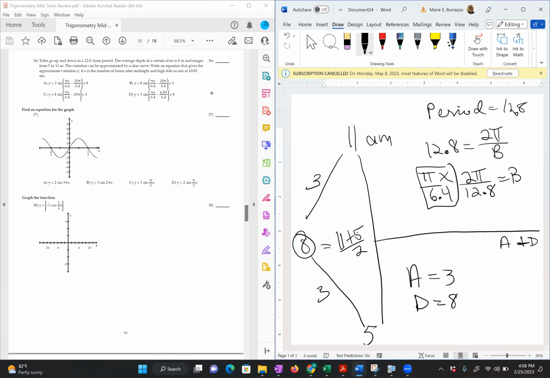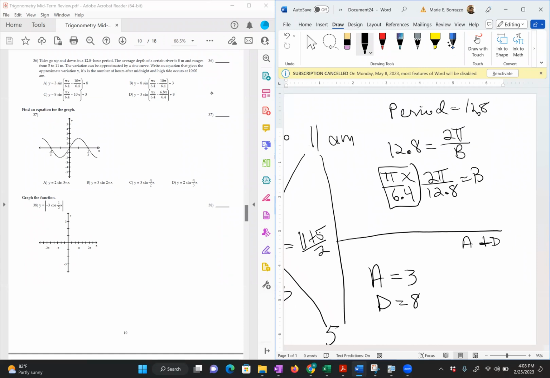The next question is that it is a sine curve. So they all have a sine curve. So we have so far A, B.